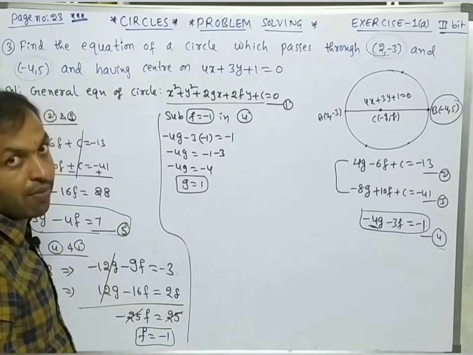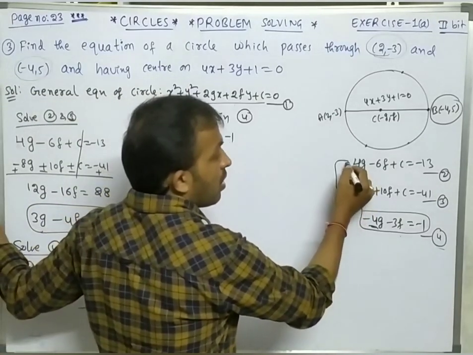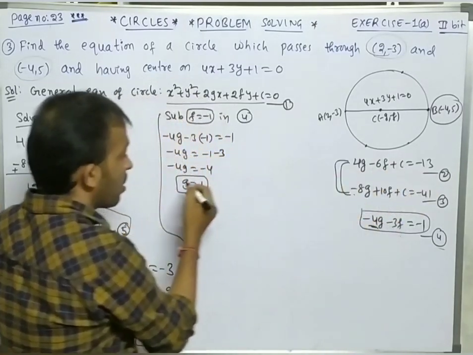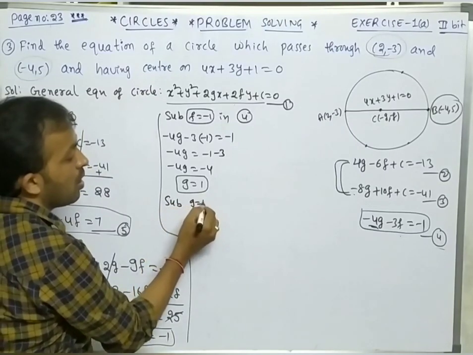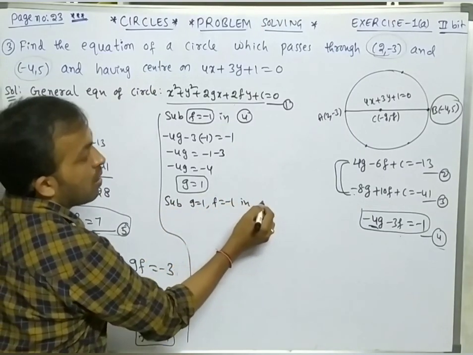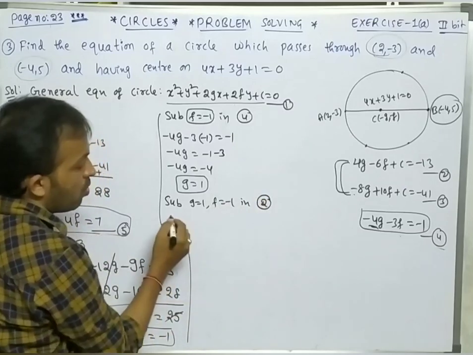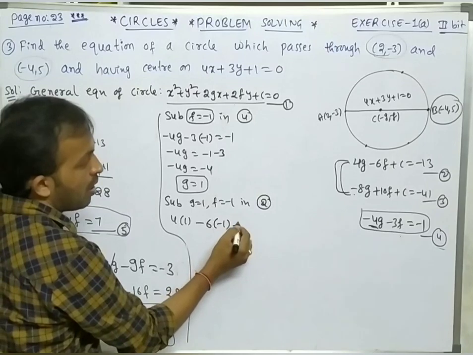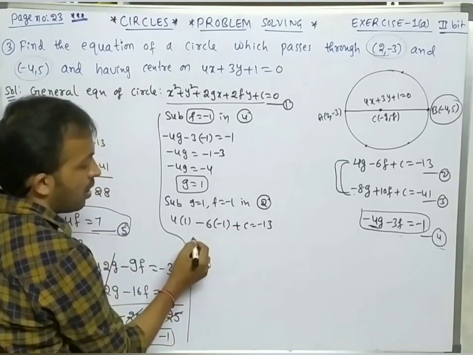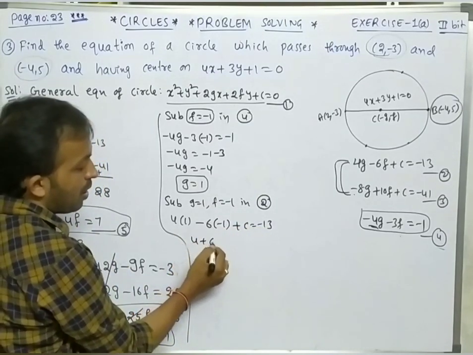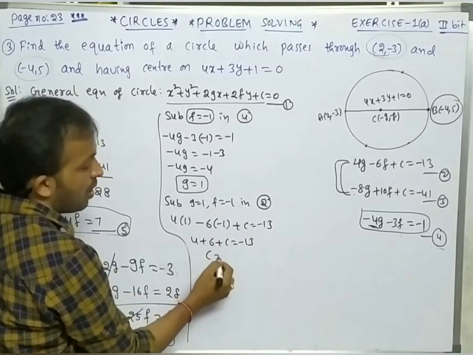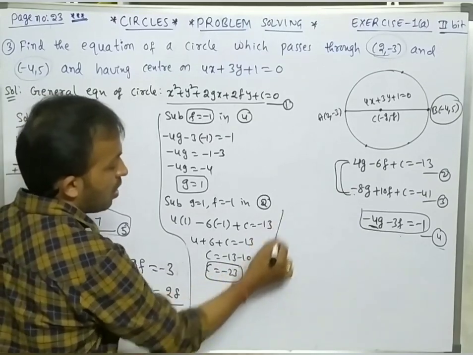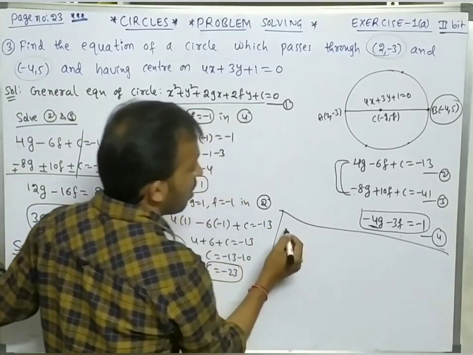So we should get the c value also. Here in these two equations, these two contain g, f, c. So substitute g, f in 2 or 3. I am substituting in 2. 4 into g, 1, minus 6 into f, minus 1, plus c is equal to minus 13. 4 plus 6 plus c is equal to minus 13. c is equal to minus 13 minus 10. c is equal to minus 23. So we got the g, f, c values.